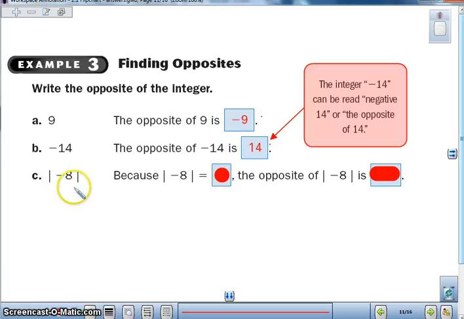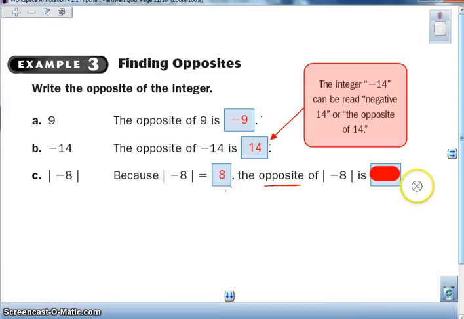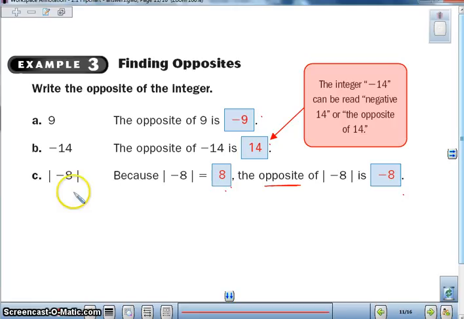The opposite of the absolute value of -8. Well, what is the absolute value of -8? It is 8 units away. So the opposite of that is going to be, oh, my eraser isn't working on me here. The opposite is -8.